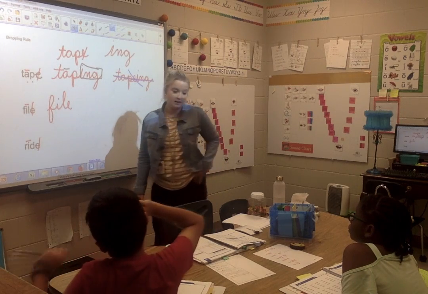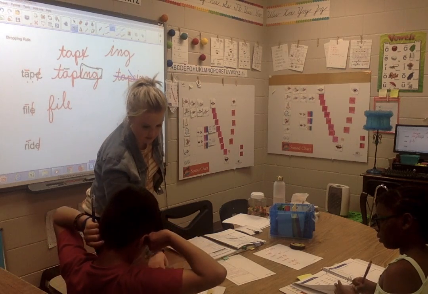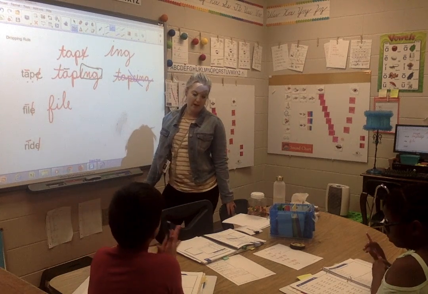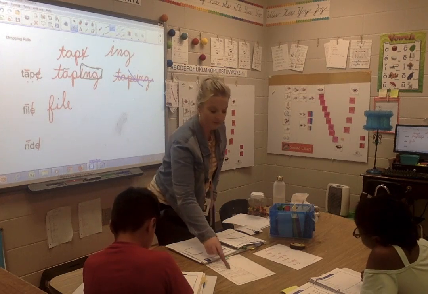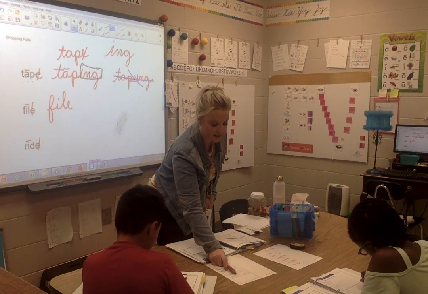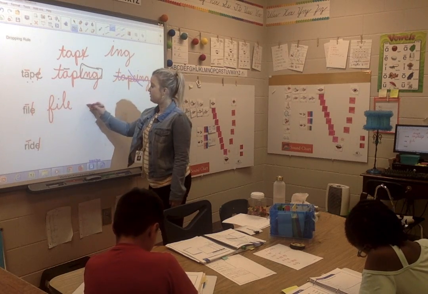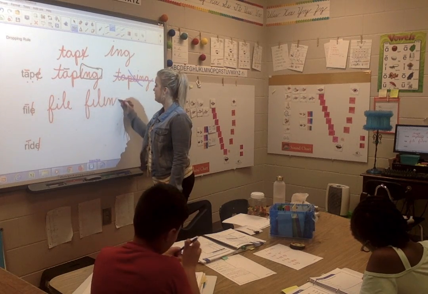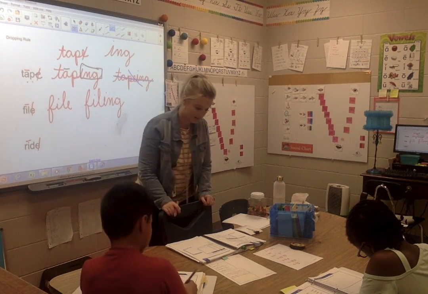I'm going to make filing. Do y'all have this in your book? Nope. Oh. All right, you can write them up there if you want to. Alright, so I have the word file. I need to make the word filing. Looking at my rule, I have a vowel suffix ing. That's telling me I need to drop that silent E off of file to add my vowel suffix ing. So my new word will be filing. My word is filing.